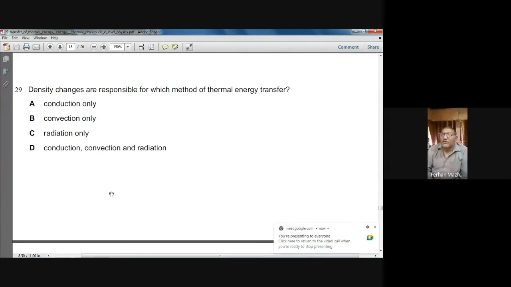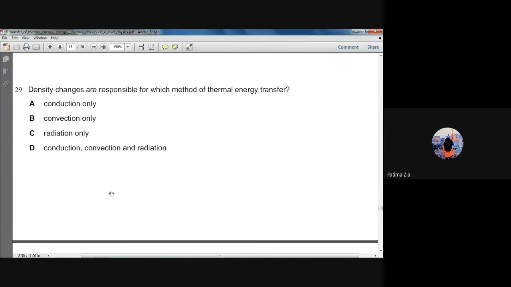Density changes are responsible for which method of thermal energy transfer? Density changes is connected with which transfer of heat? Convection. Convection only. Okay, so B is the right option. Question number 29, B is the right option.